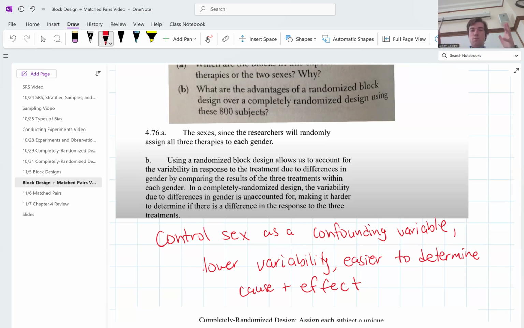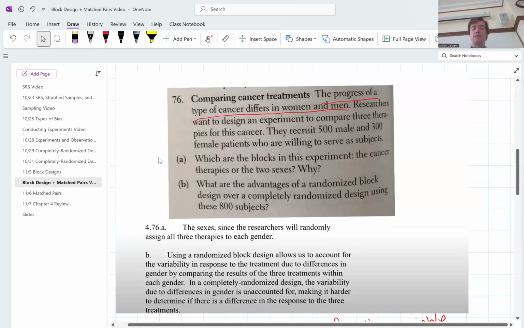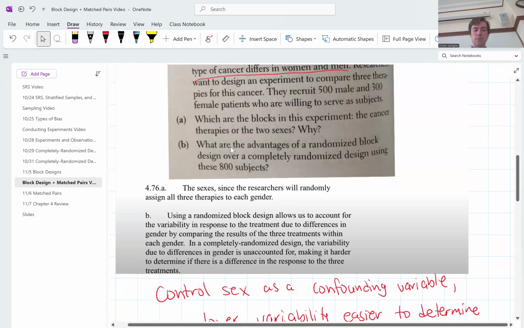And again, we started off chapter 4.2 by discussing the idea that random assignment ideally will balance out these confounding variables, but there are some confounding variables that we would like to be able to control further, especially in this case, because we know that the progress of a type of cancer differs in women.